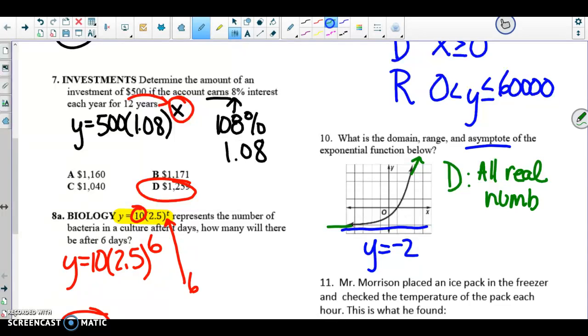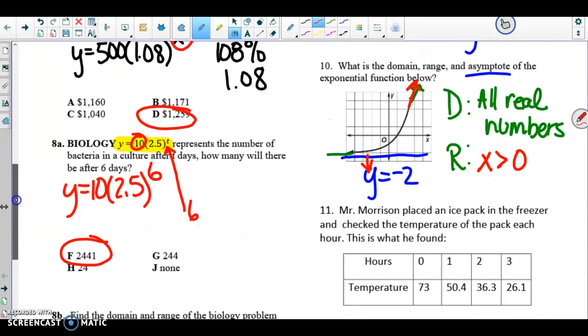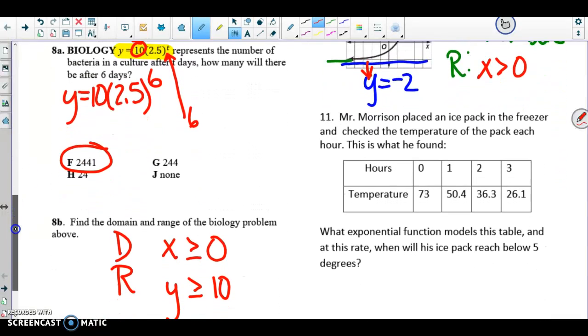And then my range, we're looking at just the y value. So it never goes down below here. So my range is stuck, but it does keep going up forever. So it's basically y is greater than -2. It doesn't ever touch that line, so it can't be or equal to, but it's going to be just greater than.